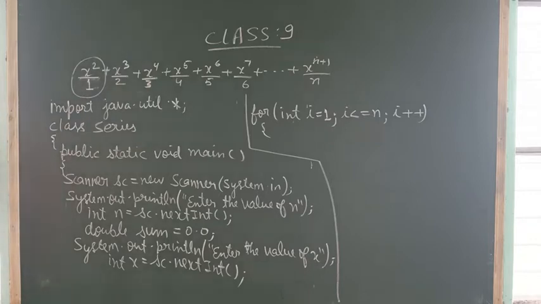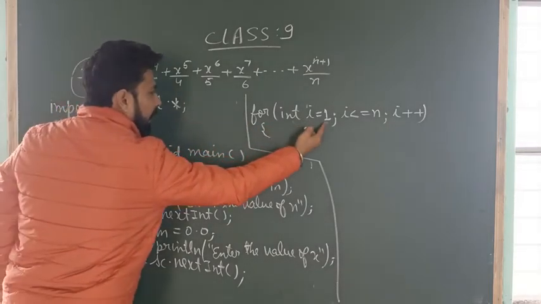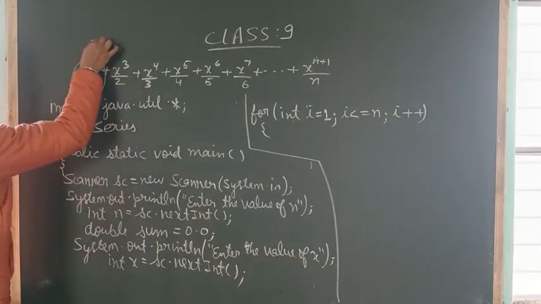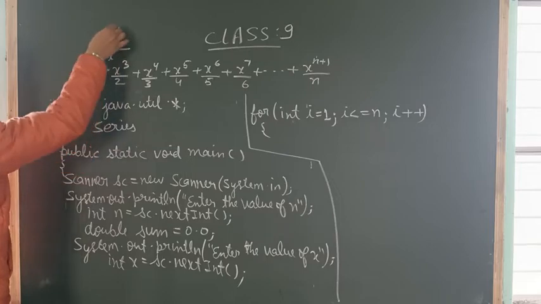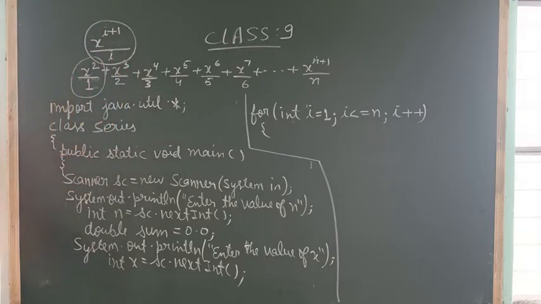In this, you are seeing that we have x raised to the power 2, and it is divided by our variable I, correct? So it is x raised to the power I plus 1, divided by I. This is how we have to write it as a Java expression. We have learned Java expressions. So how will we write this as a Java expression?